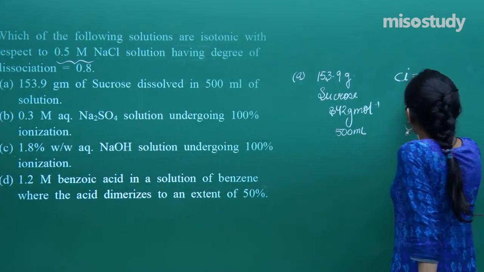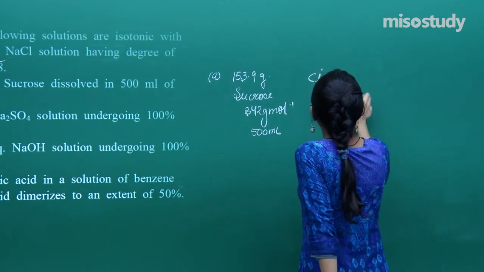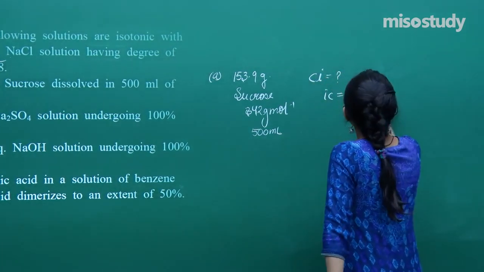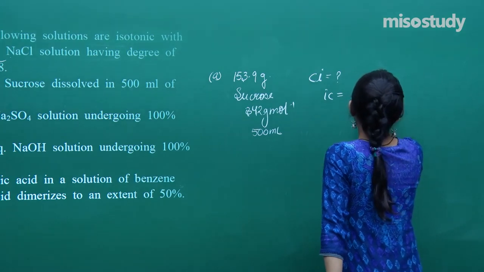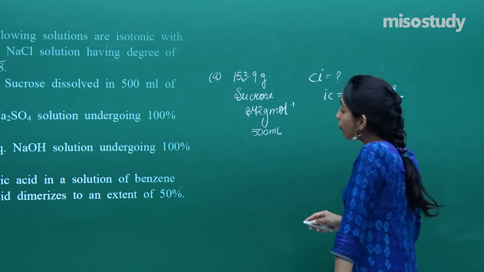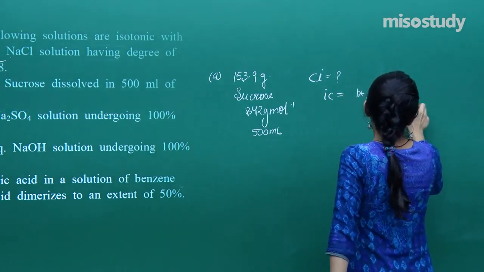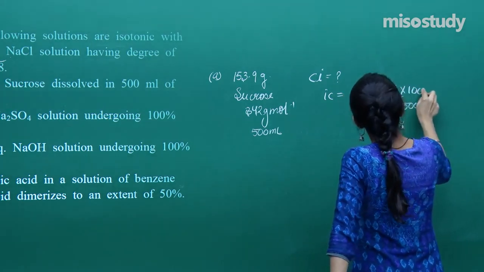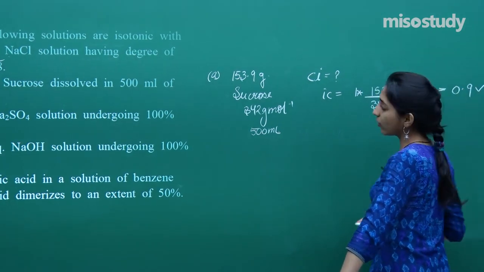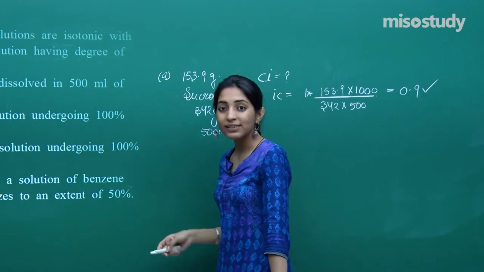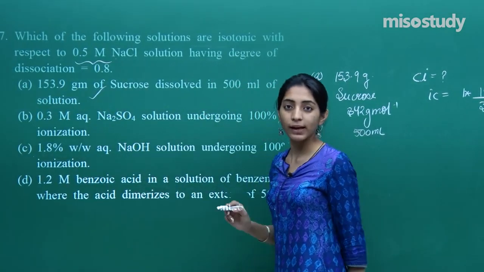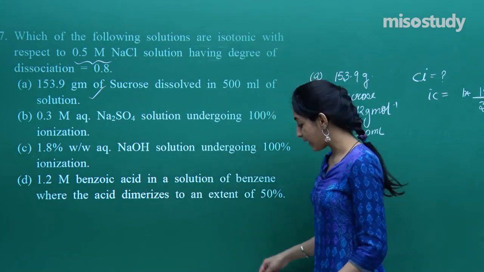Now i is 1 because it doesn't undergo dissociation. Concentration is 153.9 divided by 342, so these are the number of moles, by volume of solution in liter, 500 divided by 1000. If you do the calculation, you will get the value 0.9. So since the iC value is 0.9, this will be isotonic. Clear? Moving on to the second part.